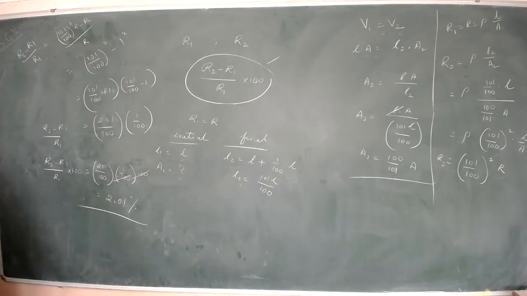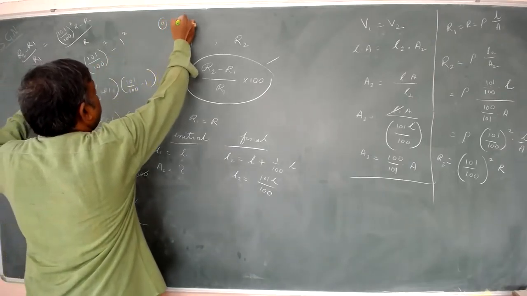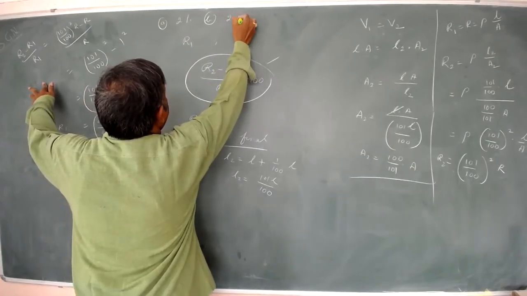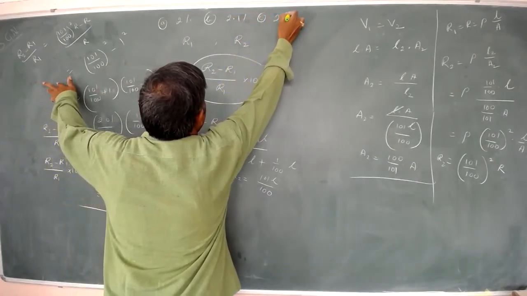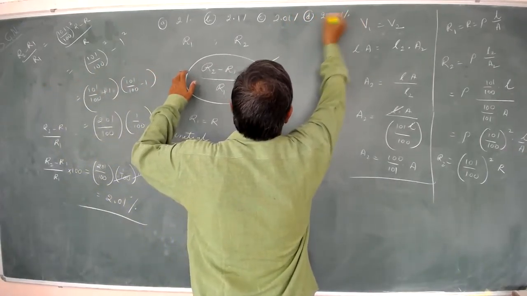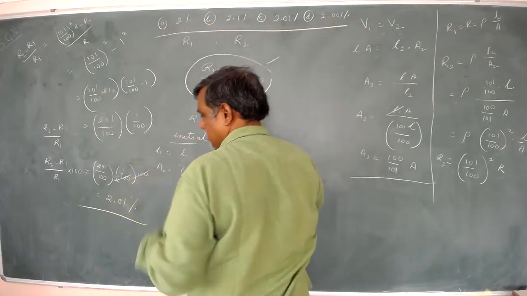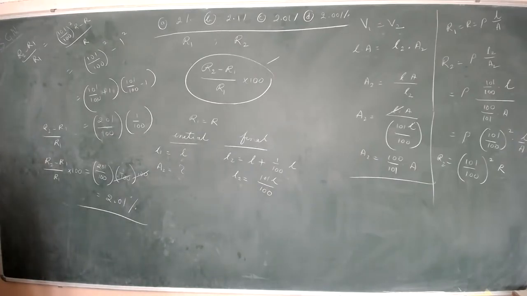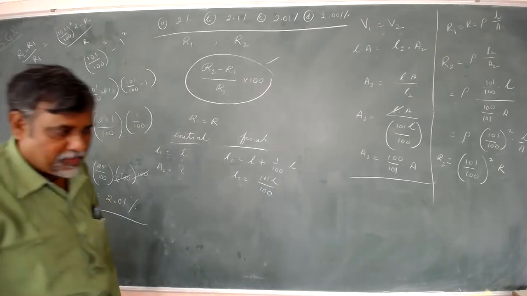2.01%. Options will be given like this: option A, 2%; option B, 2.1%; option C, 2.01%; option D, 2.001%. Then what will you do, Sachin? None of this is a problem. So till the end you have to work it out.